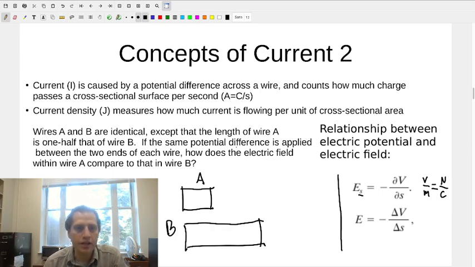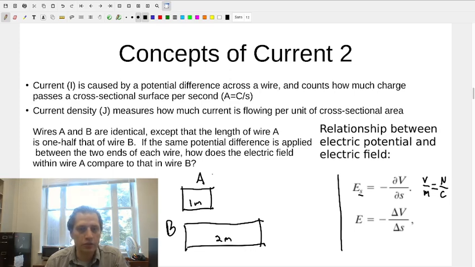If the same potential difference is applied between the two ends of each wire, how does the electric field within wire A compare to that within wire B? Okay, so let's look. Wire A has a length, let's say, of 1 meter. Wire B has a length of, let's say, 2 meters. I'm just making up numbers that are plausible.